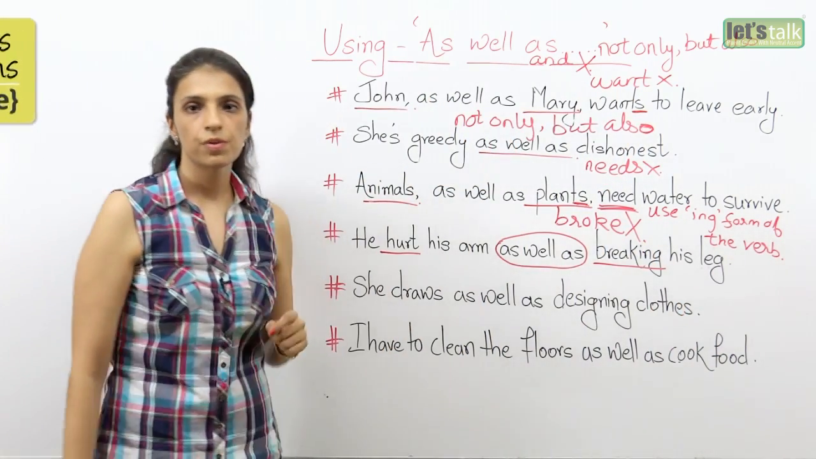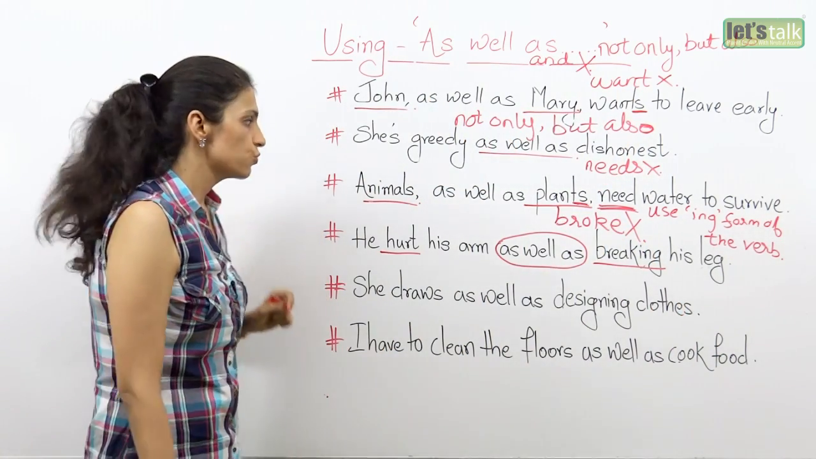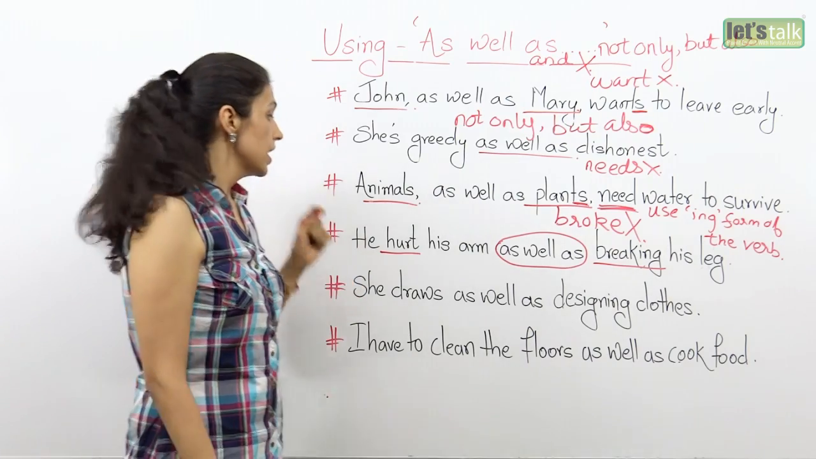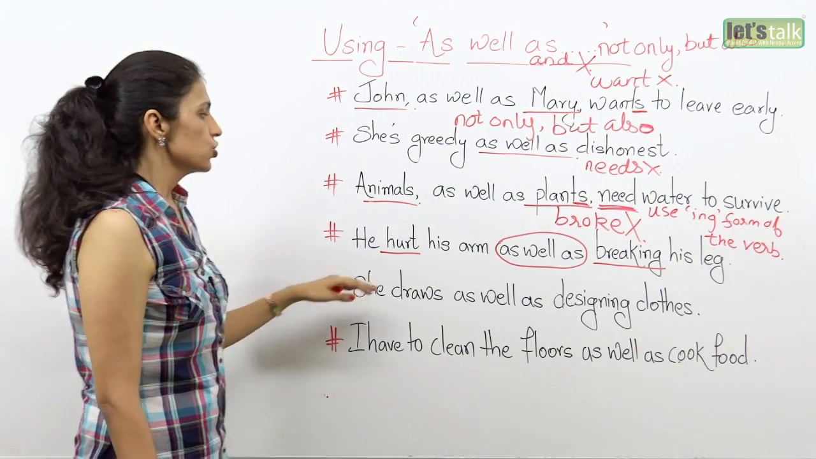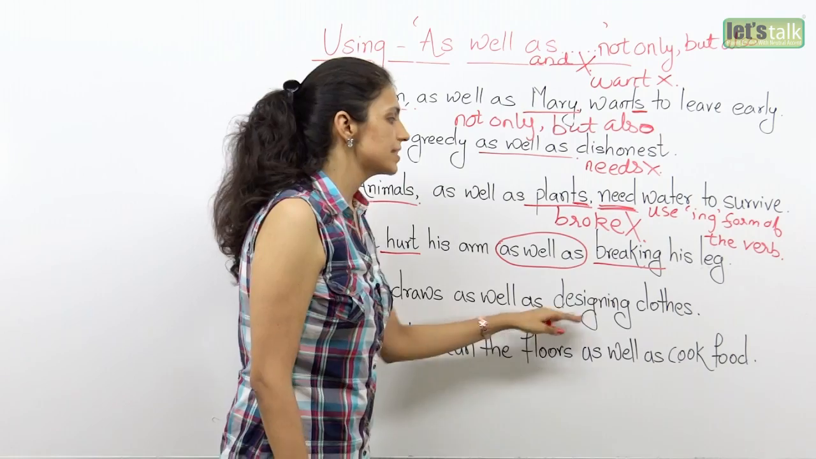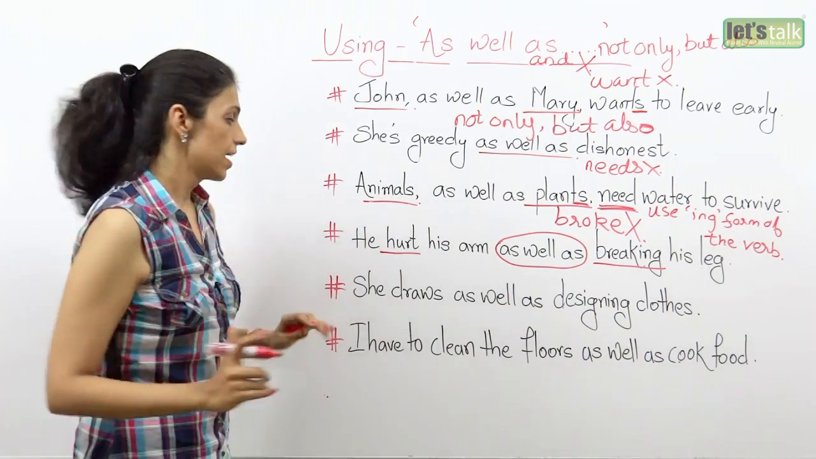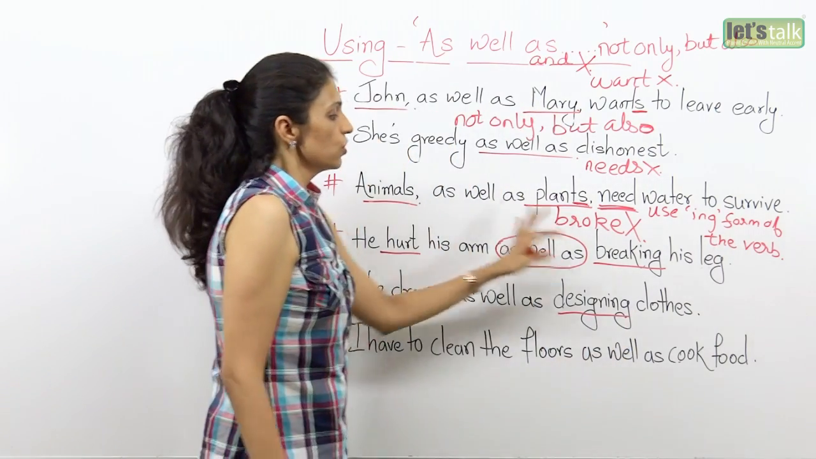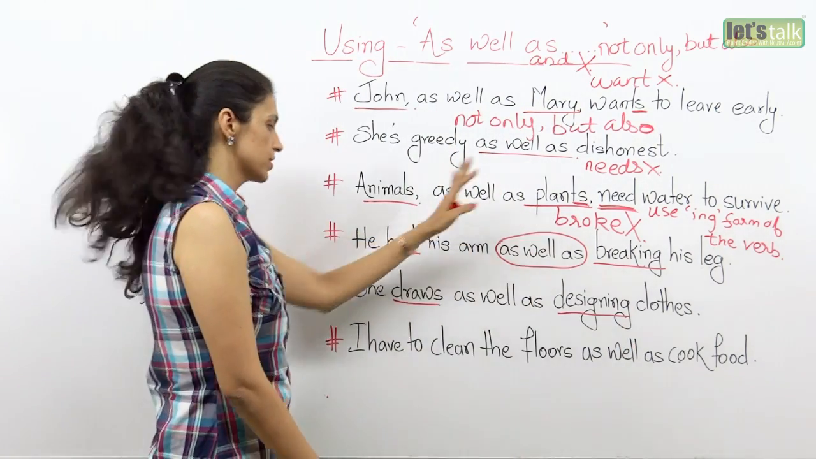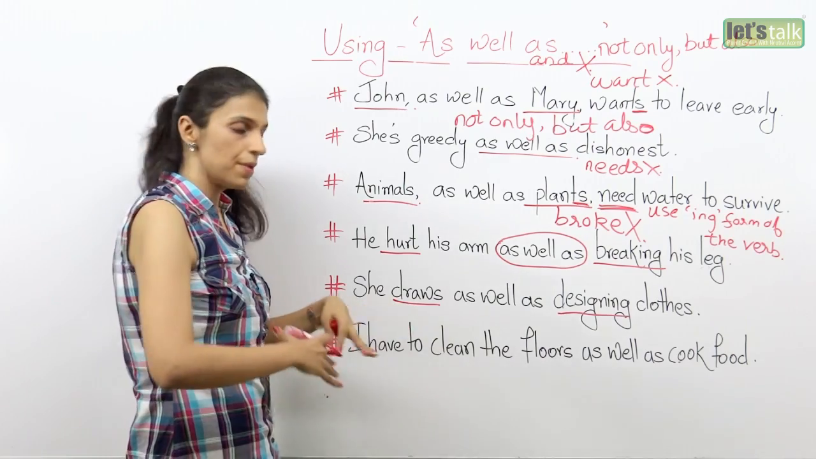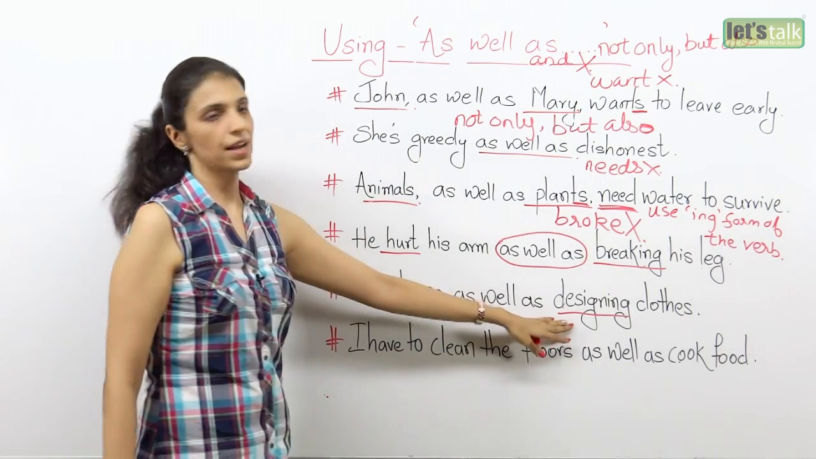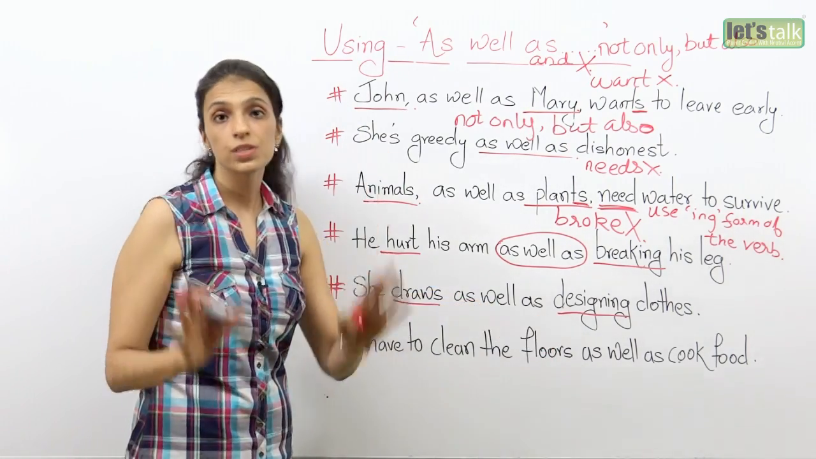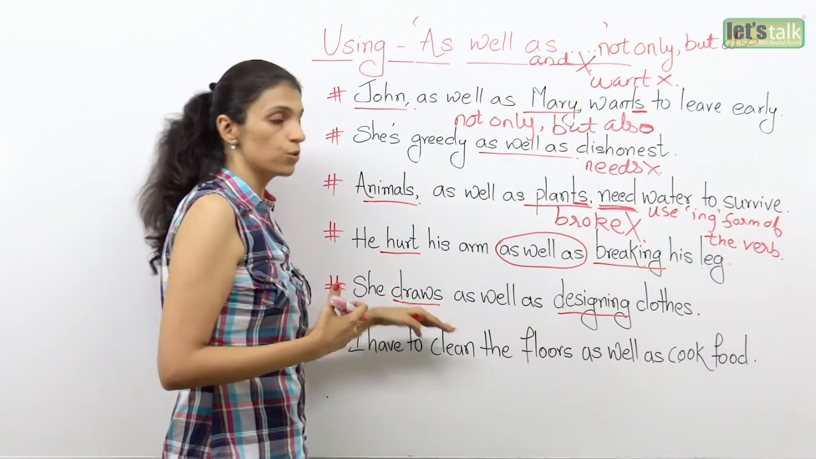This is very important and you must remember this rule. Okay, now the next sentence: she draws as well as designing clothes. Again, I have two verbs, draws and designs. So not only does she design, but also draws, right? I'm adding some more information to the fact that she designs clothes. You know the information, I'm adding some more to it.